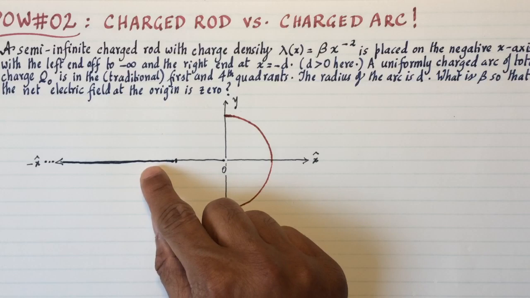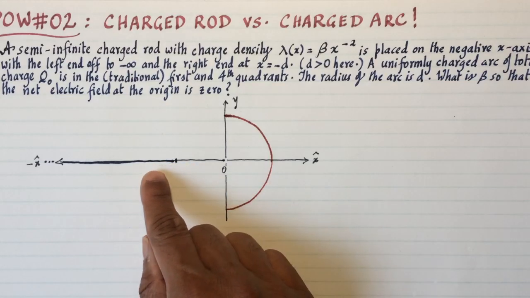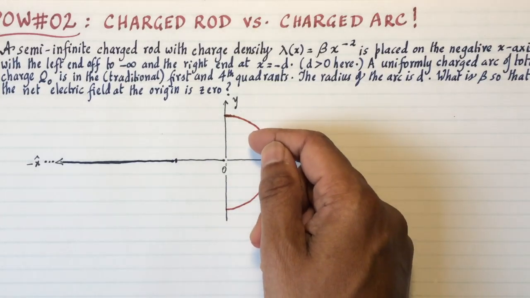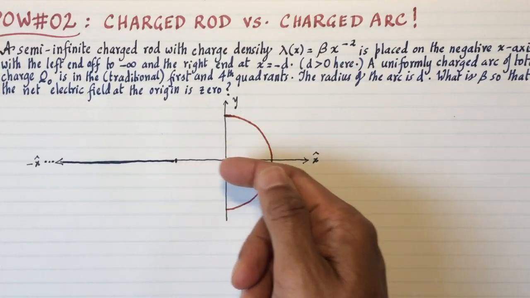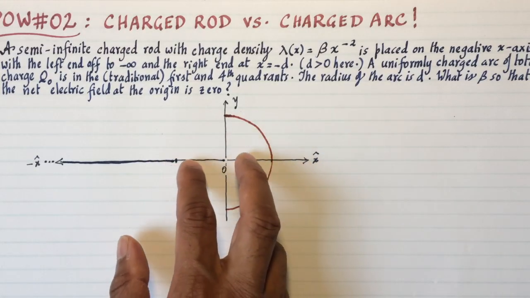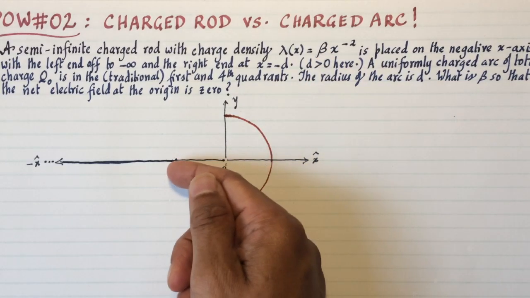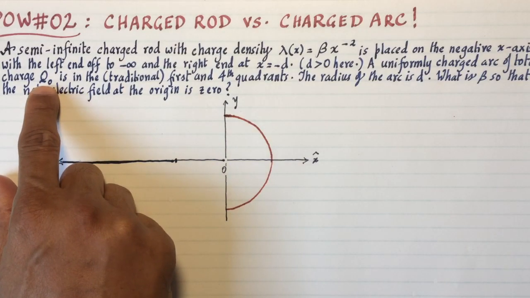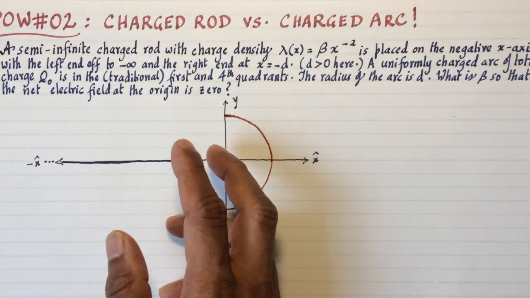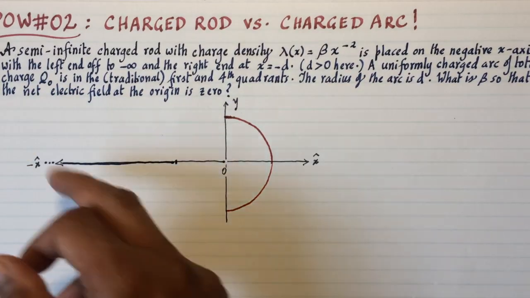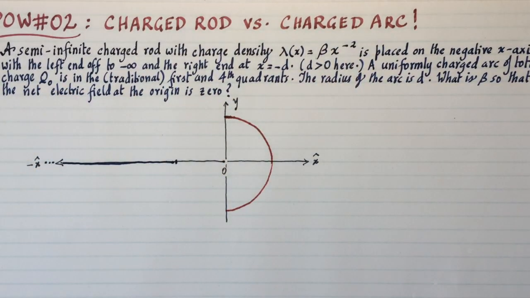Now I'm assuming that beta is positive. If beta is positive, then it'll send field out like this. If Q0 is positive, then it'll send field out like this, and they can cancel. However, if beta is negative, it'll suck the field in, and then Q0 also has to be negative. In any case, it doesn't matter because beta will turn out to be related to Q0, so whatever happens to Q0 will also happen to beta. Let's proceed to set up this problem and solve it.